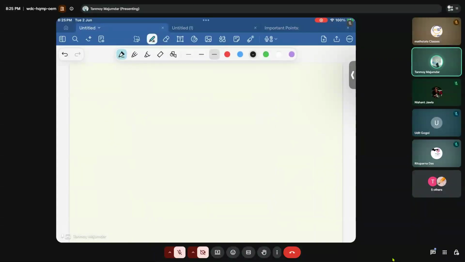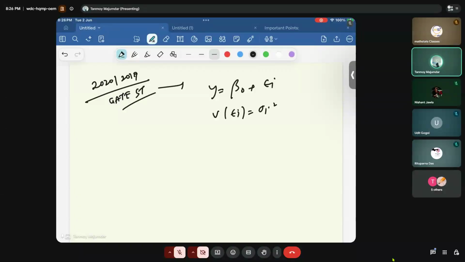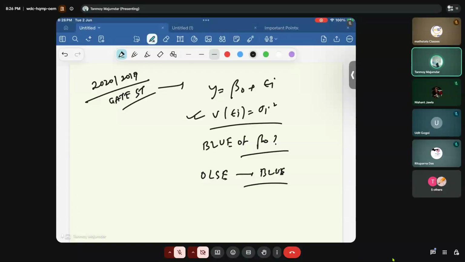Once, in 2020 or 2019, I don't remember which year, a question came in GATE Statistics: suppose y equals beta naught plus epsilon i, where variance of epsilon i equals sigma square. Now they asked what will be the BLUE of beta naught. So this is basically the heteroscedastic case, and you will calculate the weighted least square estimation, and after that we will show that our OLSE is our BLUE using the Gauss-Markov theorem. So this question came at that time. It is not a very long question, it is a very short question, so we can get such a question for 2 marks.